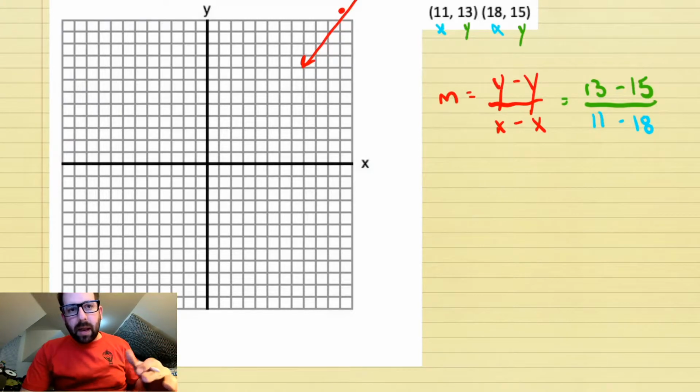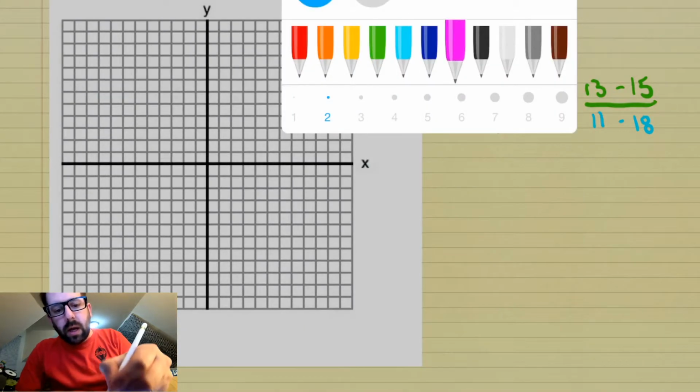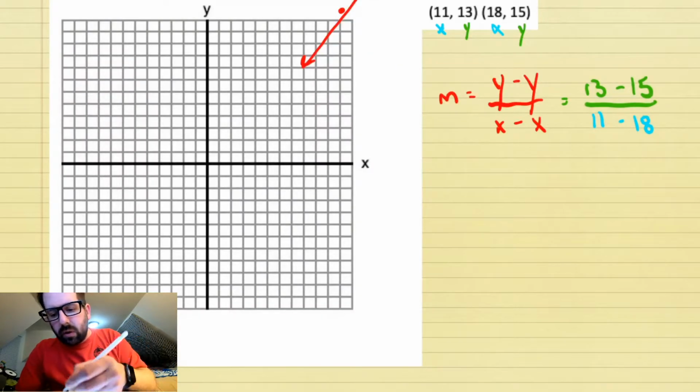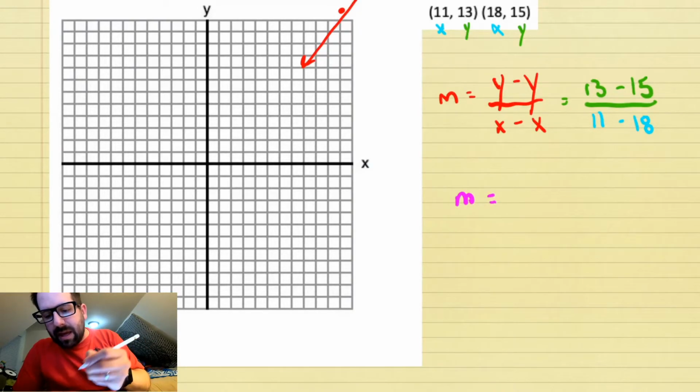Again, x numbers are on the bottom, y numbers are on the top. If you can remember that, you'll get slope right every single time. But let's go through the answer here. So let's go to a different color. So what we're going to get for my slope, if I write this down, I'm going to get 13 minus 15, which is a negative 2.